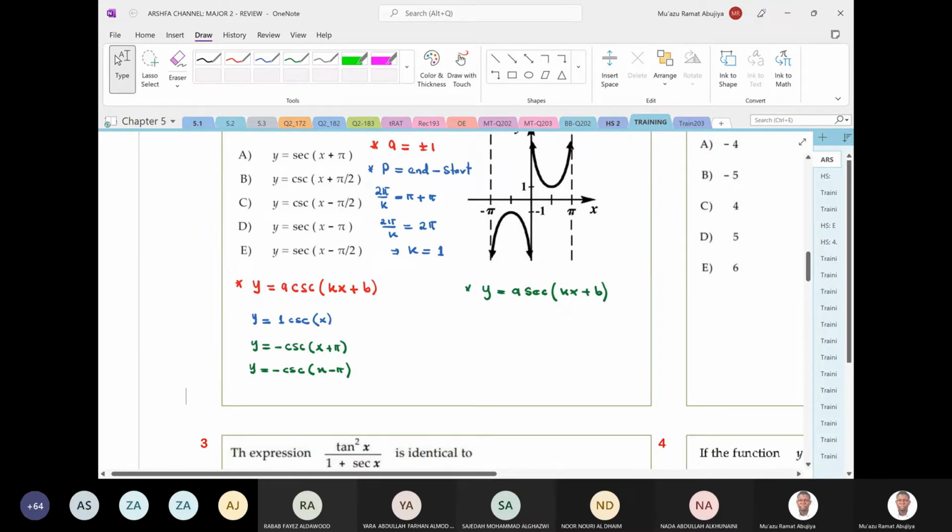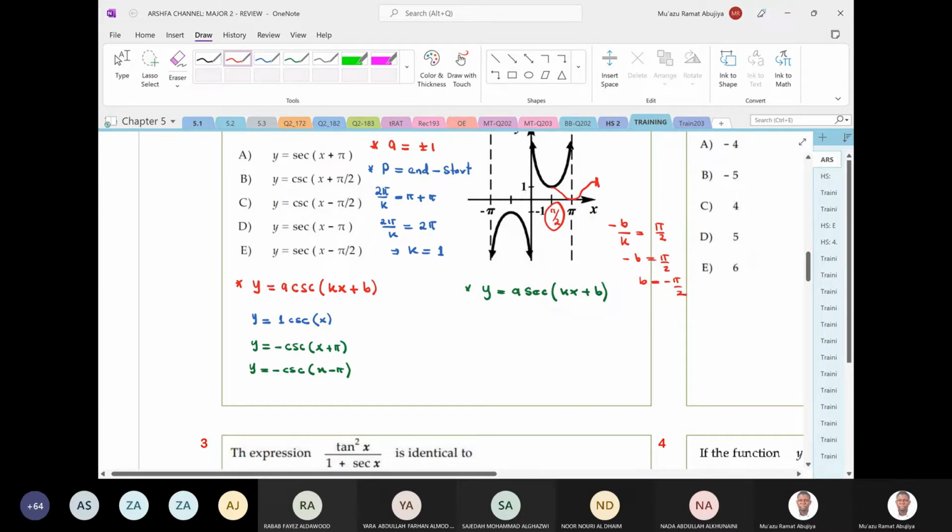For the case of secant, what is going to happen? We have two options. For the first option, I want you to look at the graph. Let's say, for example, the graph is starting from here like this. So we are starting here from pi over 2. So that means the horizontal shifting. What is horizontal shifting? Minus b divided by k is equal to pi over 2. Now we know k is equal to 1. So that means minus b is equal to pi over 2, and that means b is going to be equal to negative pi over 2.